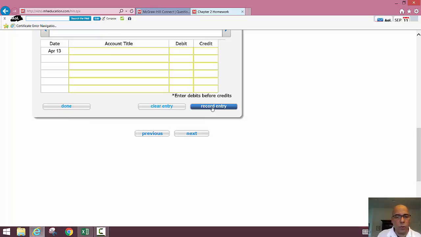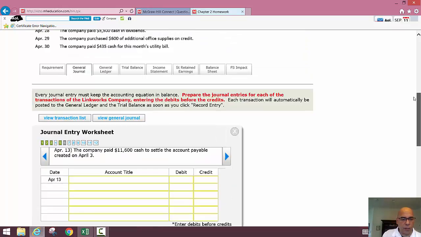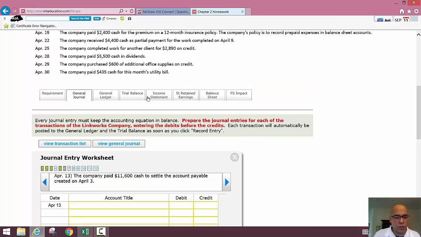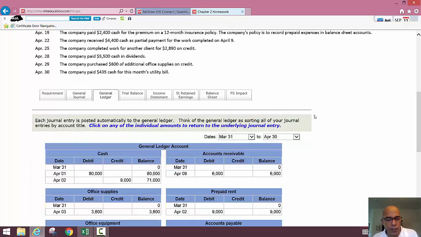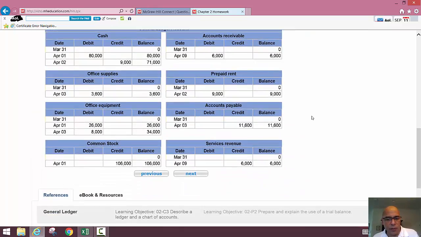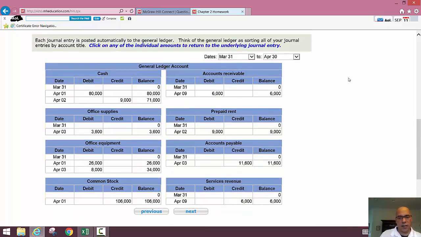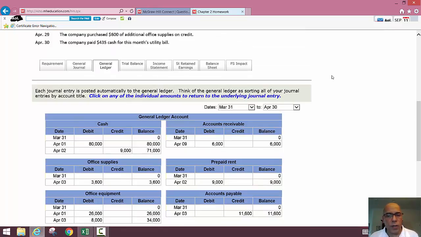We record that entry, and again, our approach should be, and I was jumping straight to the financial statements before, but let's look at my ledgers for this one. We can see that we have the service revenue, $6,000, and we have an account receivable now, $6,000. It gets posted to the ledger, and now what would you think the impact's going to be?